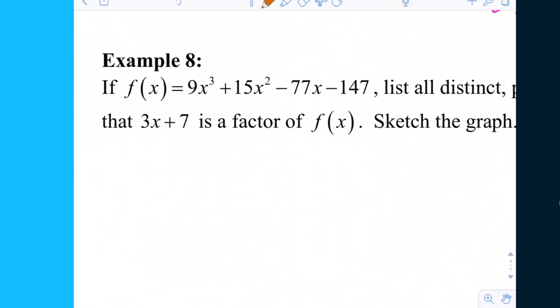Now, back in the day, we didn't know 3x plus 7 was a factor, so listing the possible rational roots was actually a good thing for us because we had no idea what any of the roots were going to be, and that narrowed down the candidate list of the possible solutions. And even if the list was long, like 26 or 30, we would embrace that because trying out 30 things by synthetic division is a lot fewer than trying out infinitely many things, right?